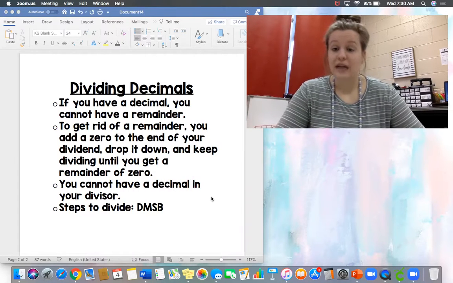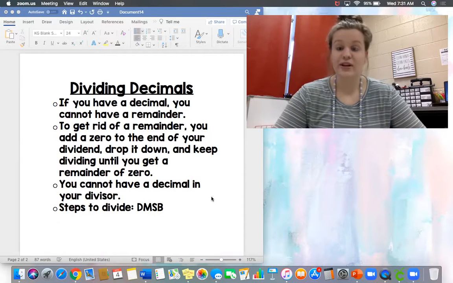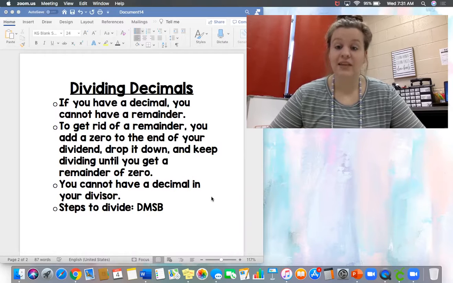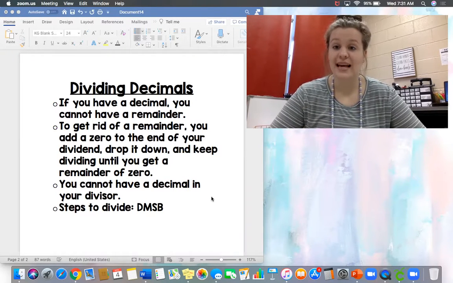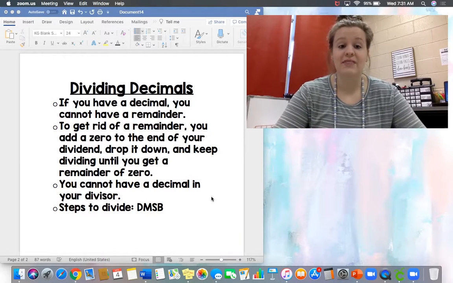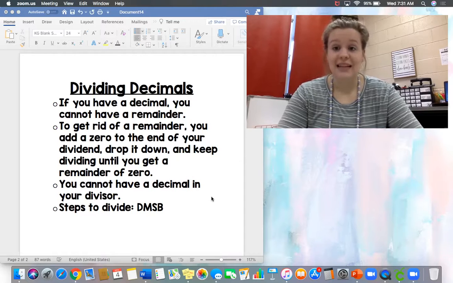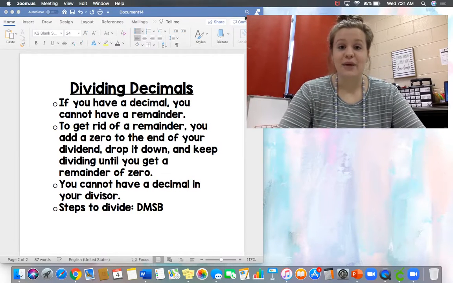We practiced that 2 days ago with our dribble, dribble, shoot method. You dribble the decimal out of the divisor, dribble it the same number of times in the dividend, and then you shoot it up to the top of your house so that it will be in your quotient. And then just a quick reminder that the steps to divide are DMSB. You divide, multiply, subtract, and then you bring it down.